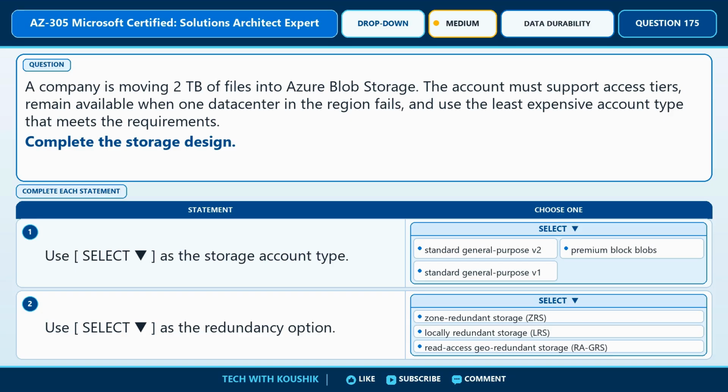Complete the storage design. Statement 1. Use the blank as the storage account type. Select from Standard General Purpose v2, Premium Block Blobs, or Standard General Purpose v1. Statement 2. Use the blank as the redundancy option. Select from Zone Redundant Storage, ZRS, Locally Redundant Storage, LRS, or Read Access Geo-Redundant Storage, RAGRS.